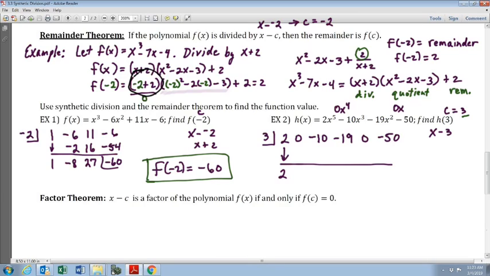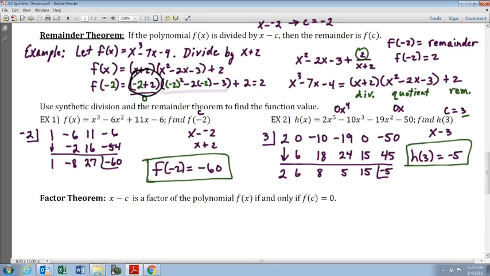And let's go ahead and drop our 2 and do multiplication first. So 2 times 3 is 6. When we add here, we get 6. Multiply, you get 18. When you add there, you get 8. Multiply 3 and 8, you get 24. And when you add, you get 5. 5 times 3 is 15. And when you add, you get 15. 15 times 3 is 45. And when you add, you get negative 5. And so here, h of 3 is equal to negative 5.